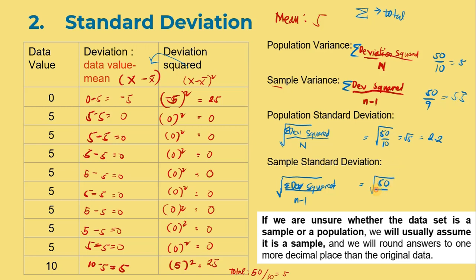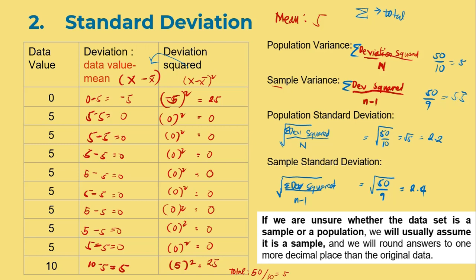Next, 50 divided by n minus 1. How many values minus 1? 10 minus 1, just 9. The square root is approximately 2.4. So that is the standard deviation. One is for values of the population, while this one is just a sample. So it depends. You have to know whether the data you use is about the population or comes from a sample. A sample is a subset of the population.